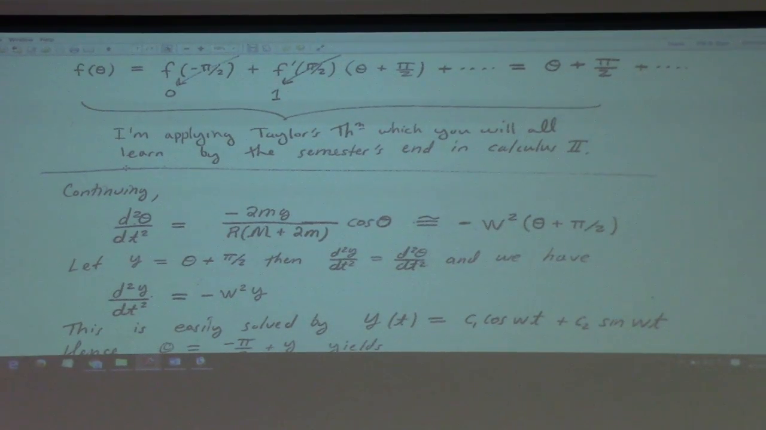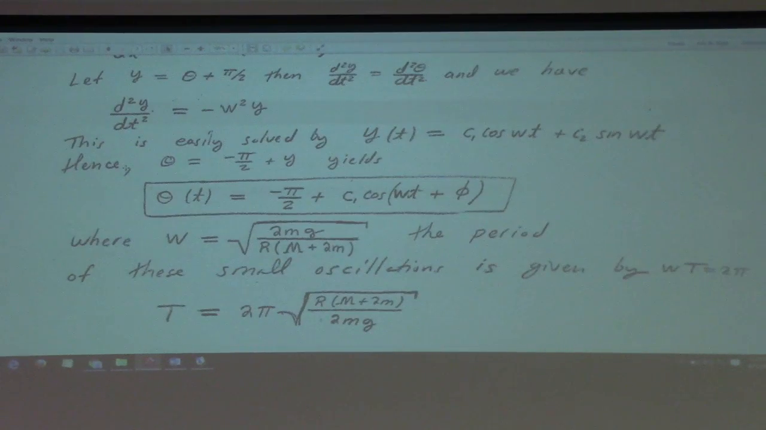Anyway, getting past the math here, which I don't really expect you to do, obviously, since differential equations isn't a prerequisite for this course, I finally find my way to the angle minus pi over 2. I think I'm supposed to expand it around minus pi over 2. I've been saying pi over 2. I should have said minus pi over 2. Sorry about that. And then plus this thing, where the angular frequency of the motion is the square root of 2mg over r times m plus 2m.